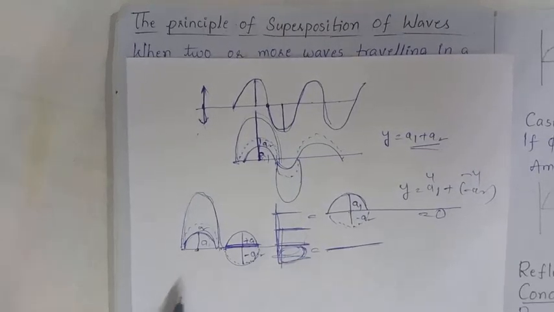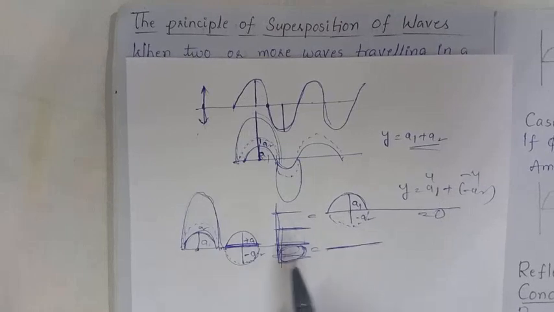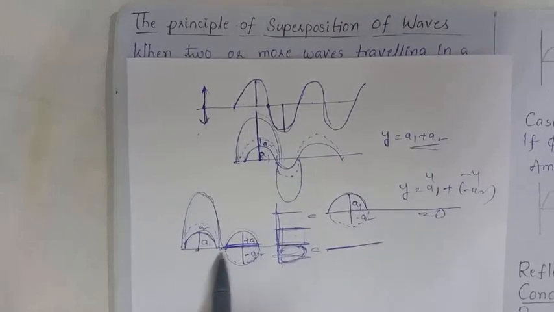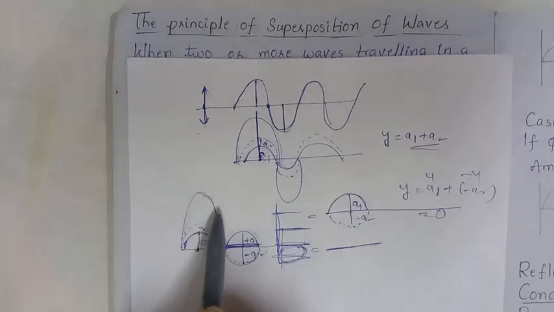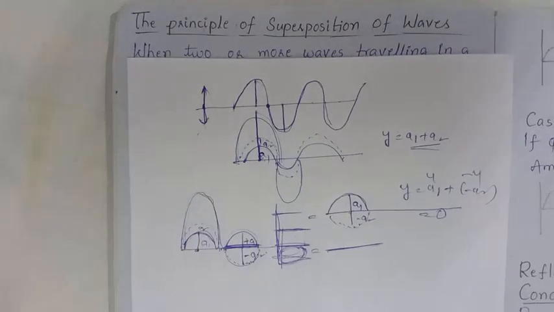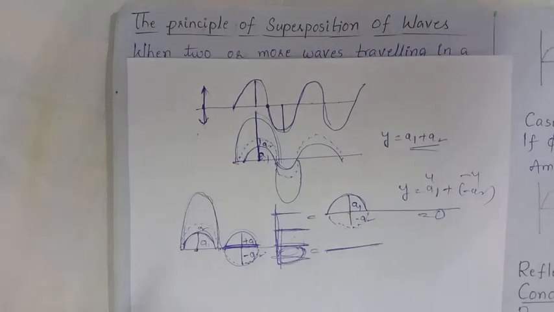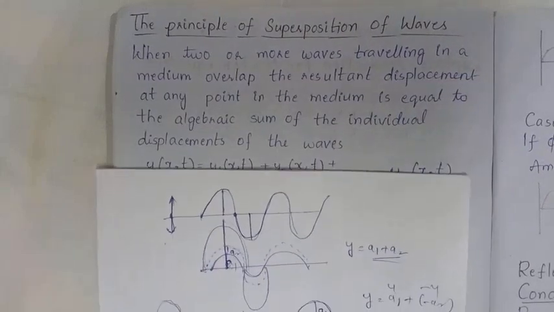Destructive interference means, when one crest is superimposed with another trough, then we are getting destructive interference. If suppose one crest is superimposed with another crest, we are getting the constructive interference. So this is the principle of superposition, but you have to remember this formula.